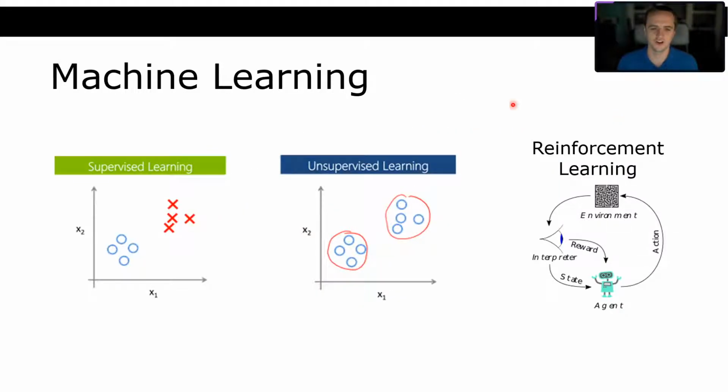So let's first talk about machine learning in general. There are three main types of machine learning. There's reinforcement learning, which we're going to talk about in this lecture, and there's also supervised learning and unsupervised learning. I'll give some examples of those so that we can see what the difference is between supervised learning, unsupervised learning, and reinforcement learning, because they are quite different.